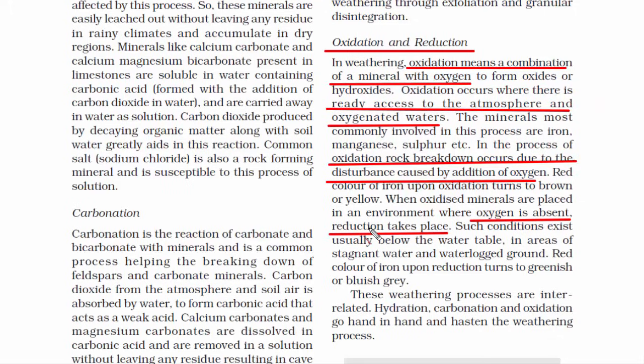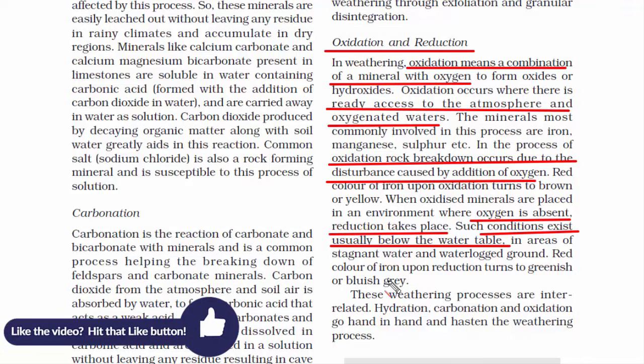And then reduction occurs due to absence of oxygen. Such a condition can be found under the water table. As you go deeper in the sea, due to lack of oxygen, scuba divers carry an oxygen cylinder, and that is where reduction takes place. And there are many rocks below the water table that go through this kind of reduction. Otherwise, the rocks that are above on the surface face oxidation due to rain. So these were the chemical changes that a rock goes through.